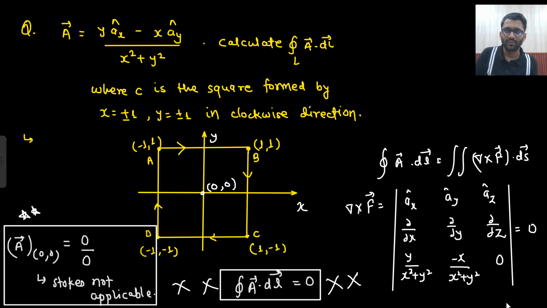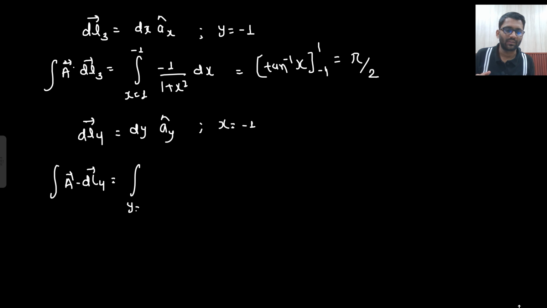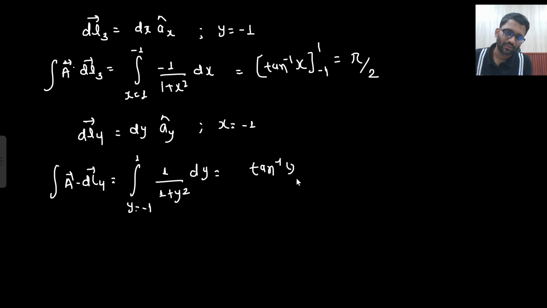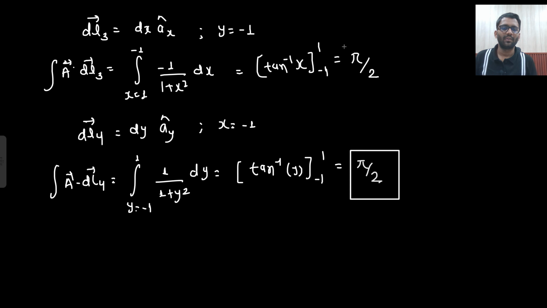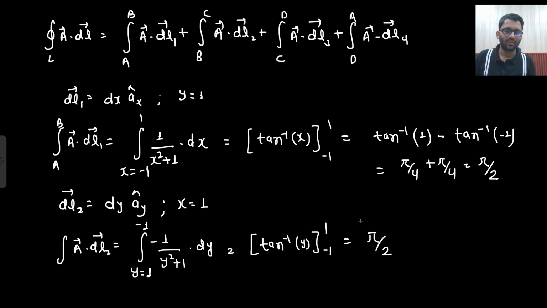And what will be the value? 1 by 1 plus y square, from minus 1 to 1, because the x value is minus 1, dot dy. So what you are going to get? Tan inverse y, and you will go from minus 1 to 1 only. So what are you getting? Pi by 2. So all 4 are pi by 2: pi by 2, pi by 2, pi by 2 and pi by 2.